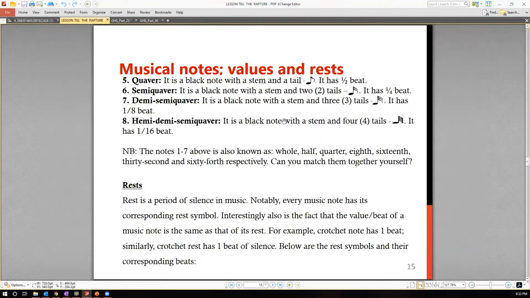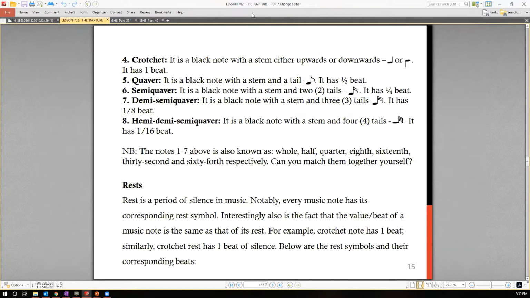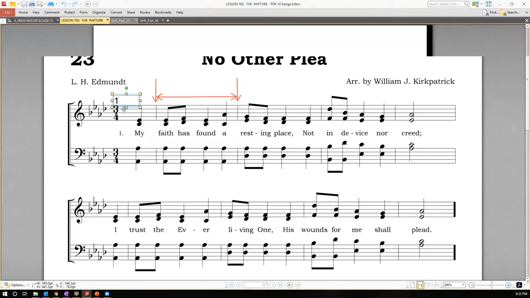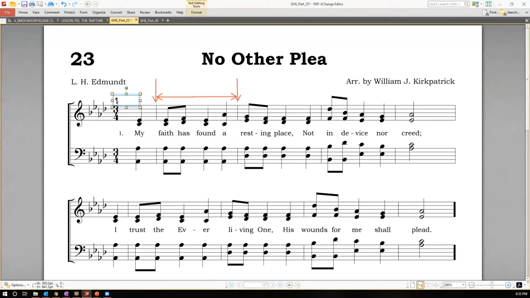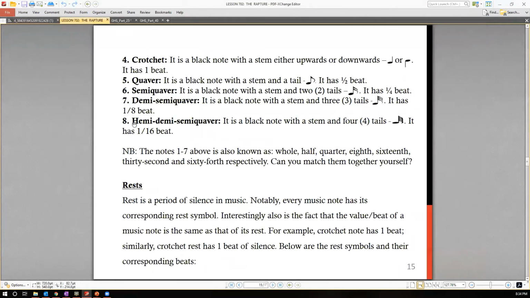We notice here that it's a quarter note. If you look at that, it almost looks like a quarter note. And remember, a quarter note is a crotchet. And so that's what will help us. Now, if this is a 2, we know that that's a half note. So that would help us to understand what kind of note this is.